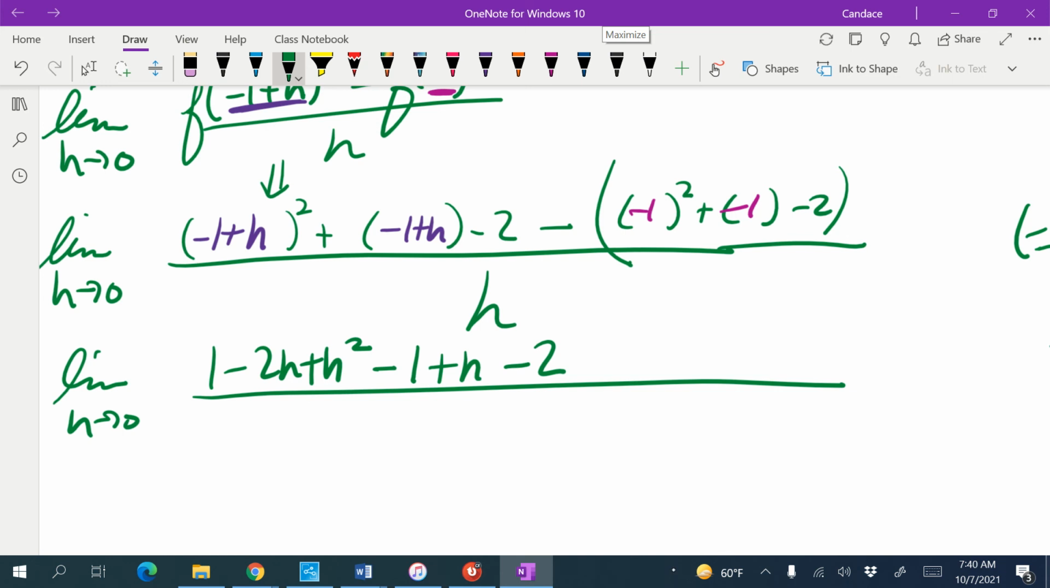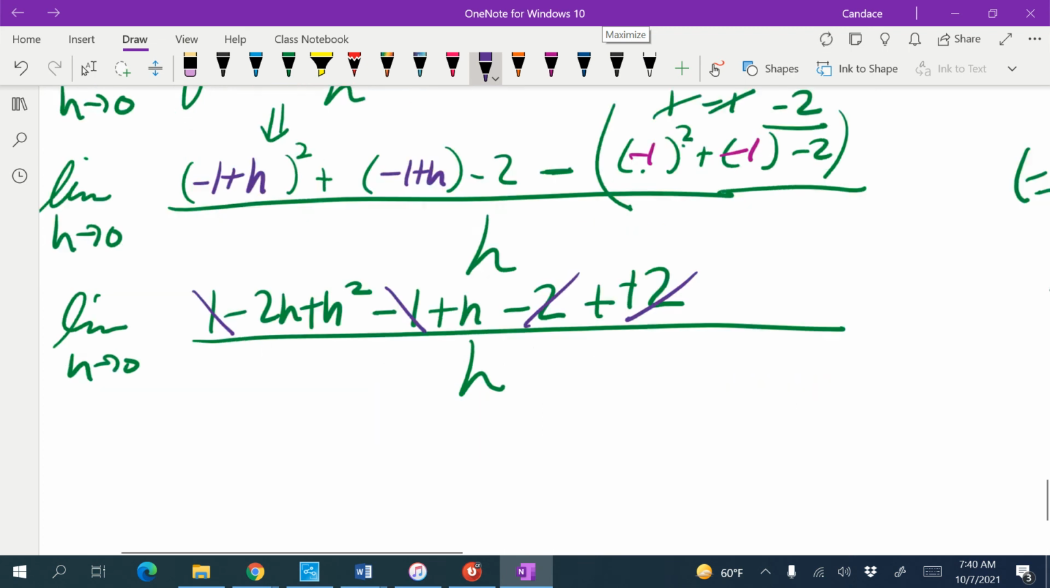Back here, I'm going to do this calculation. So -1 squared is 1, and then -1 minus 2. Those are going to cancel. We have a minus sign right here, so it's minus a -2, which is going to go positive. We're all over h. Let's see if we can find some stuff that cancels. It looks like the 2's cancel. It looks like the 1 and the -1 cancel.